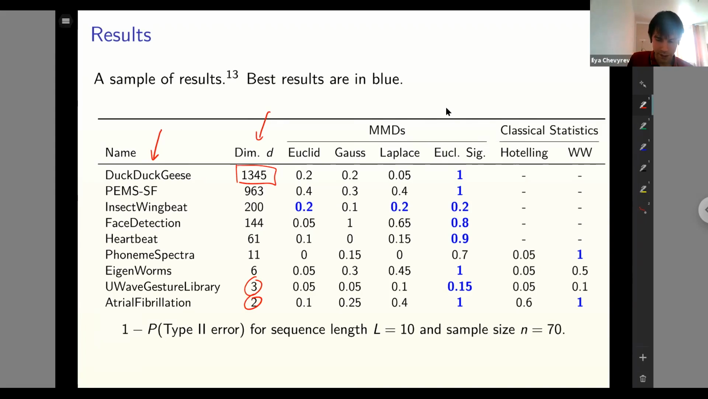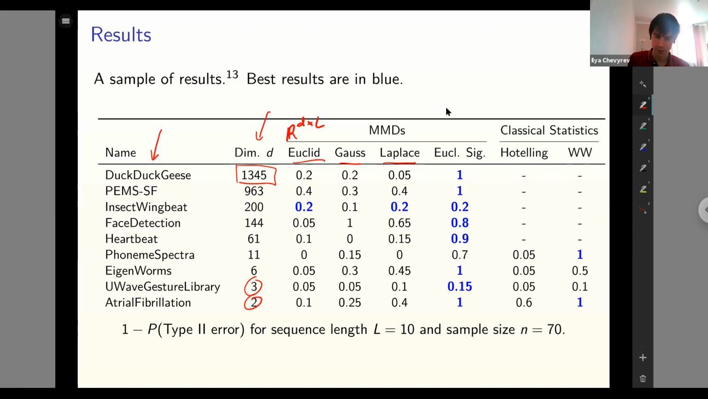So the classical MMDs that we compared to were Euclidean, Gaussian, and Laplace. What I mean by the classical MMDs is that we just took this time series and treated it as a big vector in R to the power of D times L. Then we just used the Gaussian kernel, or this Euclidean kernel, on this big vector space.